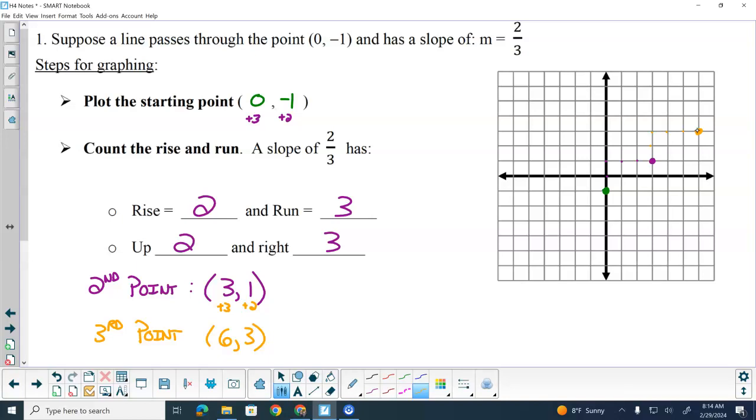Nope. I still got to have a rise of 2. So I can only go up 2, or I could go, what's the opposite of up? Down. Down 2. So the opposite of up is down, you said, right? Okay. What's the opposite of right? Left. So I would go down 2, left 3. Yeah, exactly. Down 2 and left 3. I could also go.